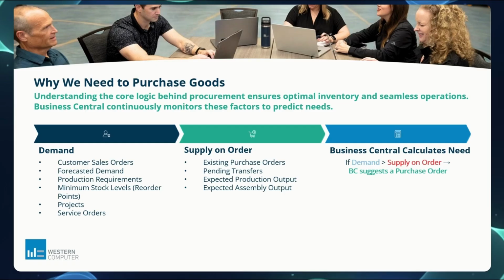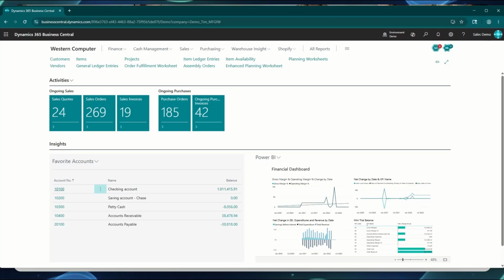The bottom line is that Business Central is going to look at that demand. If it is greater than the supply on order, BC is going to suggest fulfilling that. And if our item is a raw material or something we sell directly from a supplier, then we are going to get a recommendation to create a purchase order for that item. So let's jump into Business Central and see what this looks like.